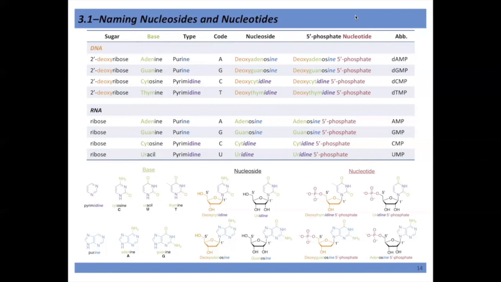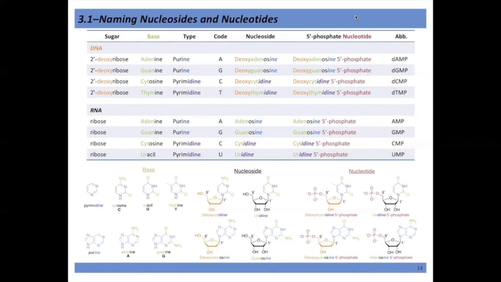So let's just read the first example, deoxy. So we know it's missing a 2' hydroxy group. Adenosine, we know that it's adenine and a purine base, and we know that at position 5 we have a phosphate. If I had 3 phosphates, I'd say deoxyadenosine 5' triphosphate.